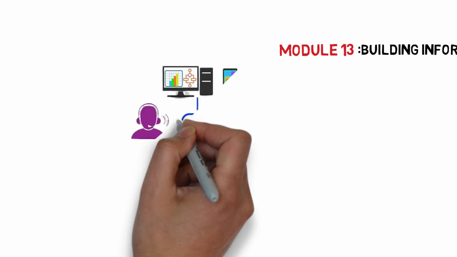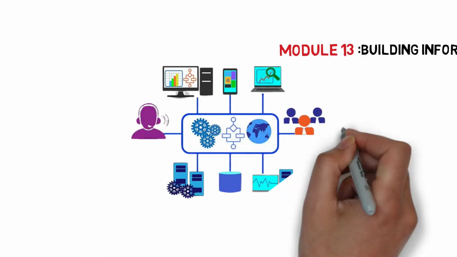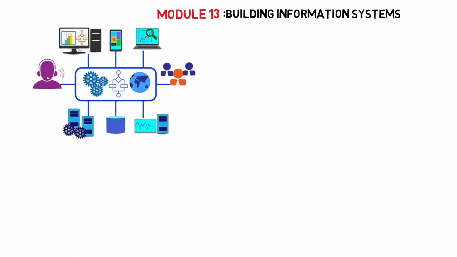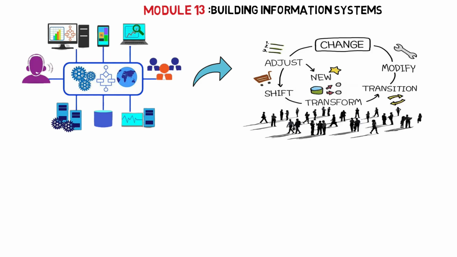Module 13. Building Information Systems. Building information systems involves designing, developing, and implementing new systems that produce organizational change.